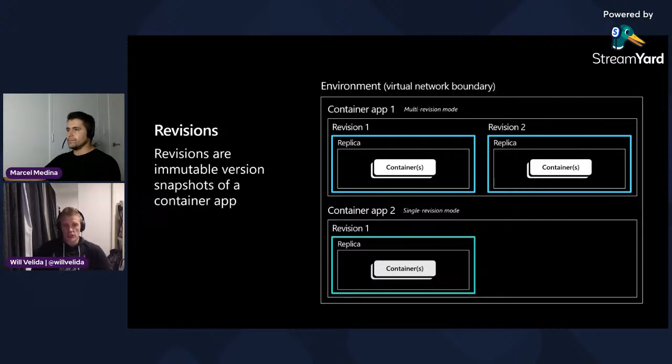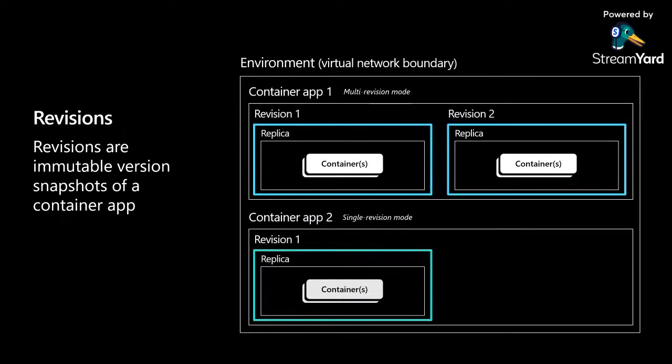Whereas multiple revision mode, sorry, is where we can run multiple revisions of our application side by side. So in this kind of diagram here, I've got two revisions running in my container app. And here we might be splitting traffic between those two revisions. We might be splitting the traffic 50-50. We might be splitting 80% to one revision and 20% to the other revision.